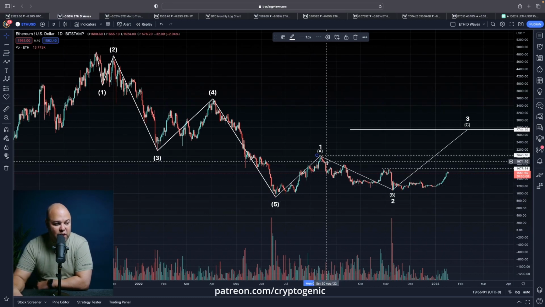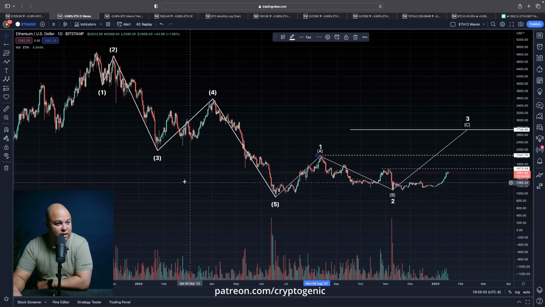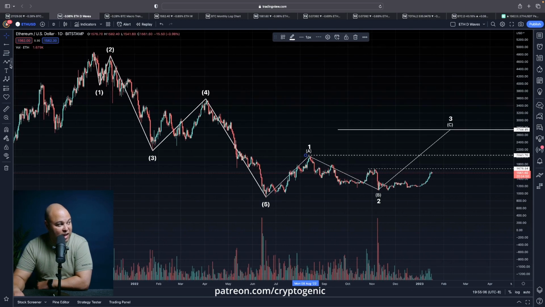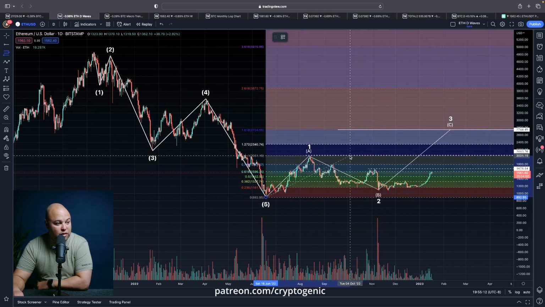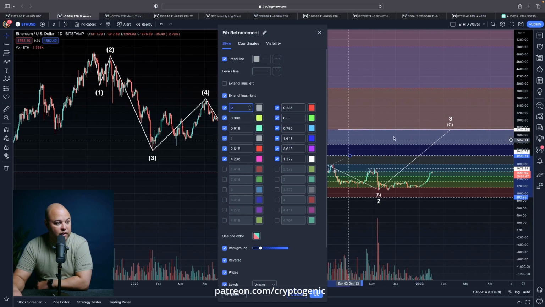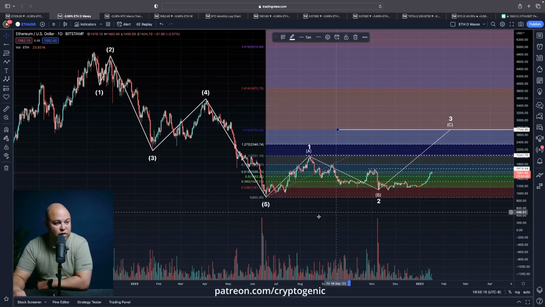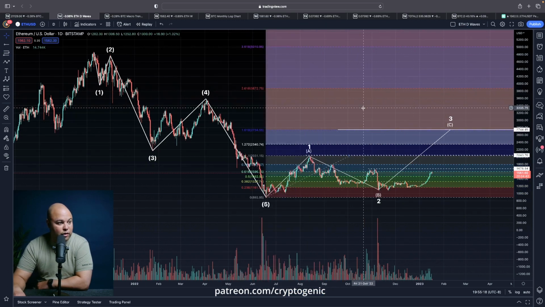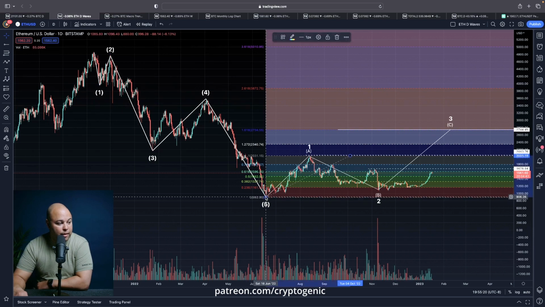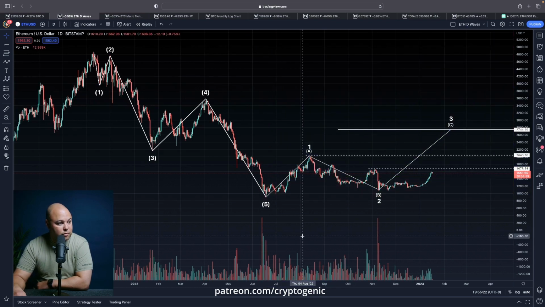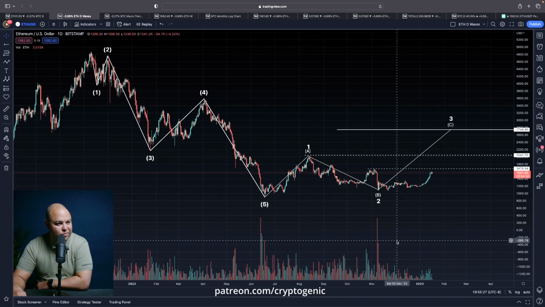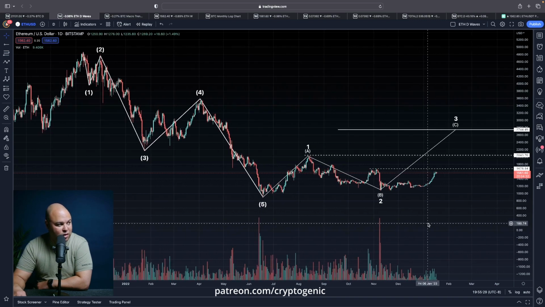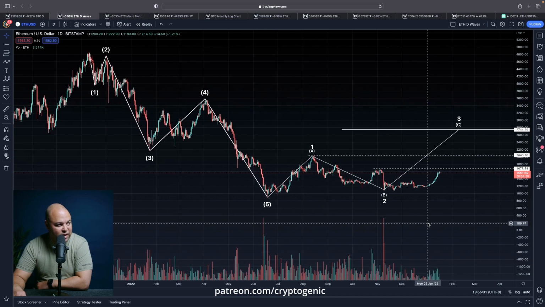However, if this is 1, 2, 3, then the target is $2,700 because we simply do the Fibonacci retracement from the swing low to swing high, which takes us up to the 618 retracement level, which is 2744. So we could see a major move here up to about the $2,700 mark for Ethereum.